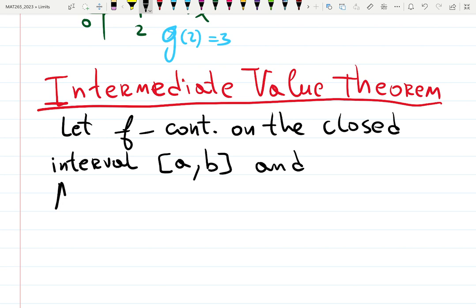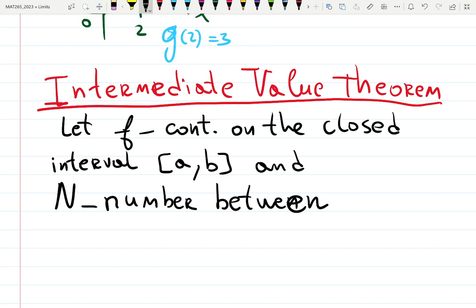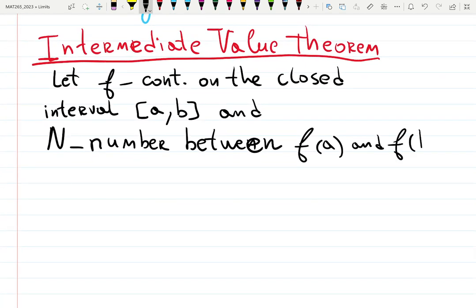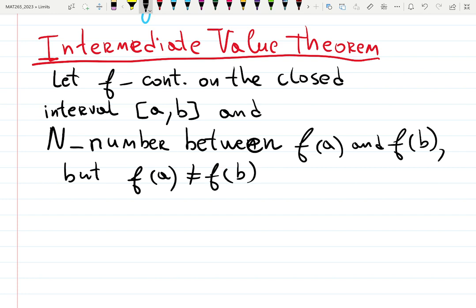And capital N is a number between f of a and f of b. That's the height. So it's between two heights. But also it's not the same. Let's make sure that f of a is not the same as f of b. Then there exists.